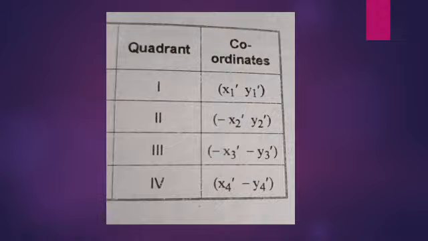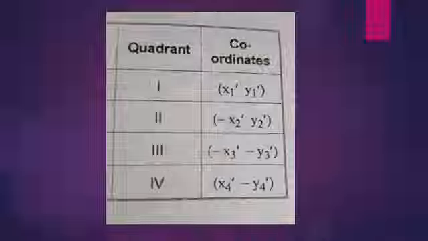I hope all of you know how to draw the graph. How many quadrants are there in a graph? There are 4 quadrants: first quadrant, second quadrant, third quadrant and fourth quadrant. In the first quadrant, both x-axis and y-axis values are positive. In the second quadrant, x is negative and y is positive. In the third quadrant, both x and y values are negative. In the fourth quadrant, x is positive and y is negative.